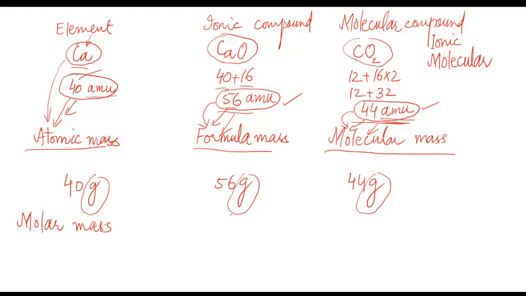So if I ask you, what is the molar mass of calcium? 40. Very good. 40 gram. The molar mass of calcium oxide? 56 grams. Excellent. And what is the molar mass of carbon dioxide? 44 gram. And if I ask you, what is the molar mass of glucose?